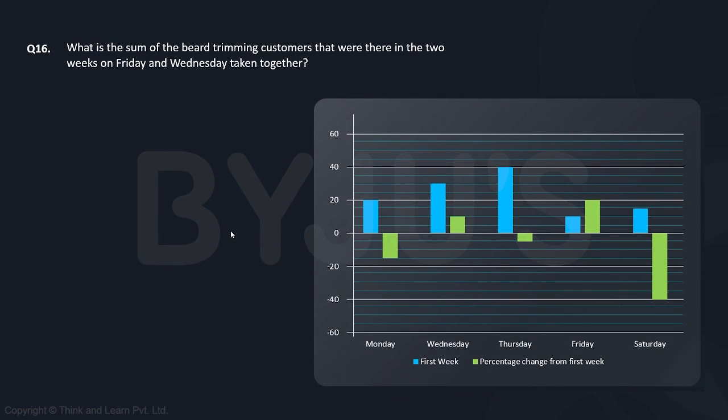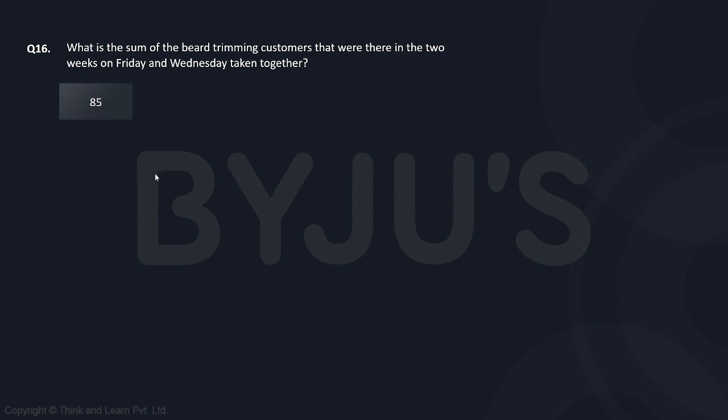And then comes the last question of the set, which is question number 16 now. What is the sum of the beard trimming customers that were there in the 2 weeks on Friday and Wednesday taken together? And he's not talking about any specific week. He's saying in the 2 weeks. So Friday and Wednesday. We have just calculated this on the previous page. This was 10, this was 12. What about Wednesday? Wednesday has also been calculated. This is 30. This is 10% more, that is 33. So we have 30 plus 33, 63 on Wednesday. 10 plus 12, 22 on Friday. If you add 63 and 22, we have 85 customers taken together. So 85 is the right answer for question number 16.